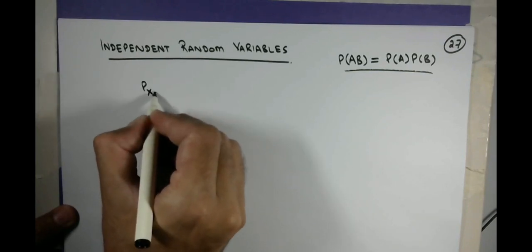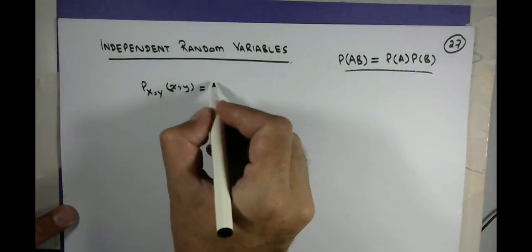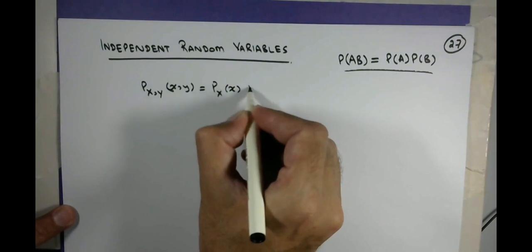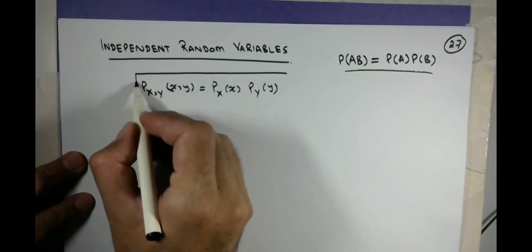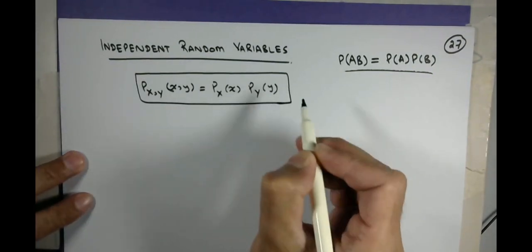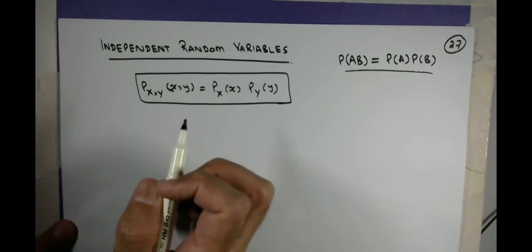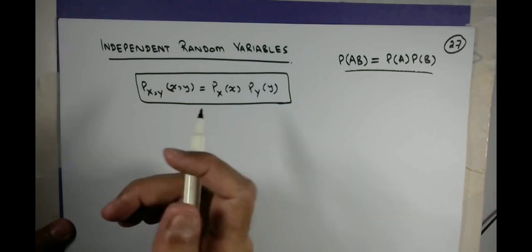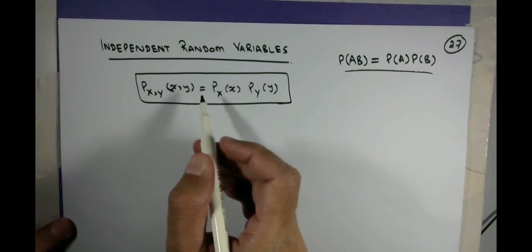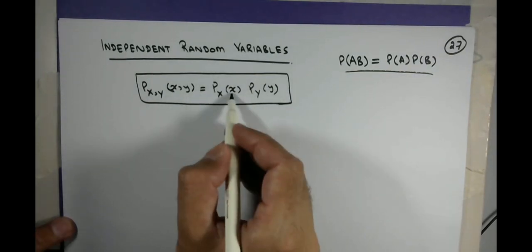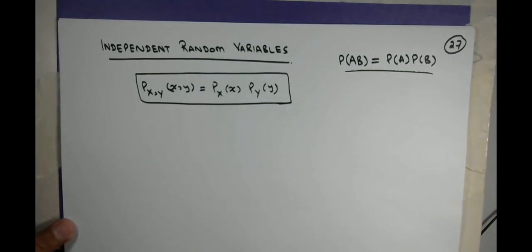It can be written as P sub x comma y of x comma y, and that is equal to P sub x of x times P sub y of y. Remember, this is the basic formula to establish the independence of two random variables. But remember, this equation represents the equality of functions, which means for each value of x and y, these two sides should balance.